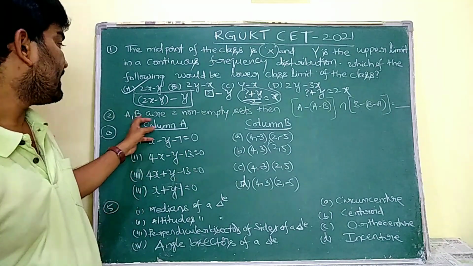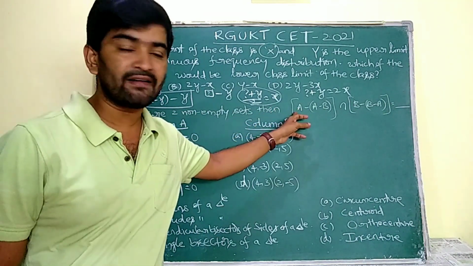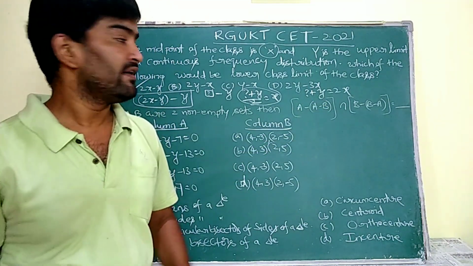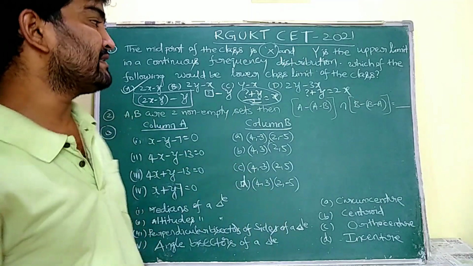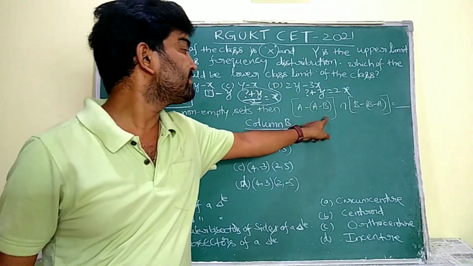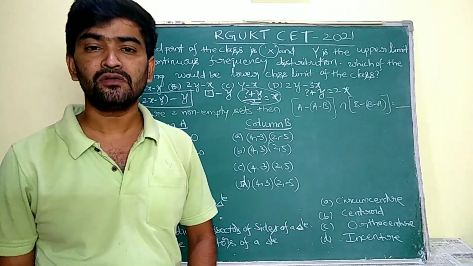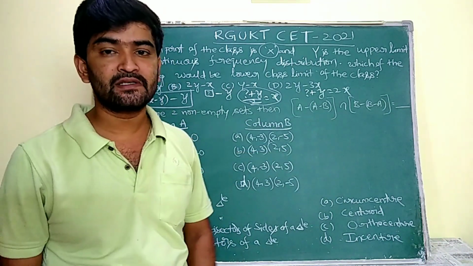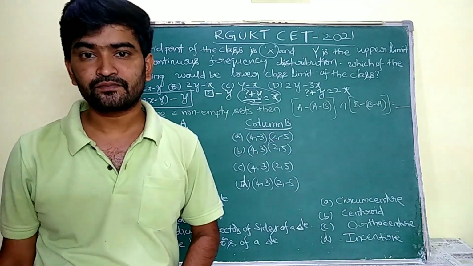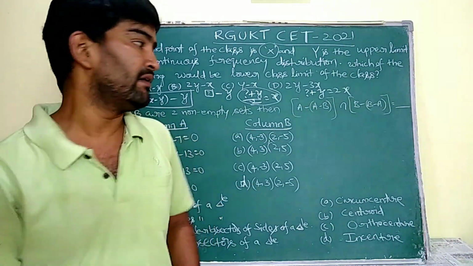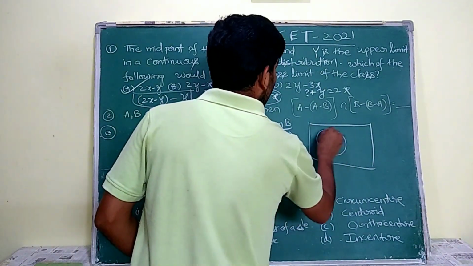Okay. Now a, b are two non-empty sets. Then he is asking us to find the value of (a minus b) intersection (b minus a). See, a minus b means the elements which belong only to a. So I am removing that a minus b from a. That means, by drawing a Venn diagram I am going to explain you.